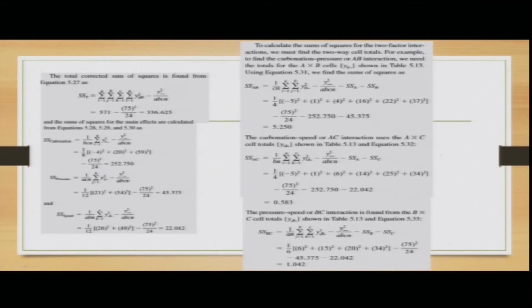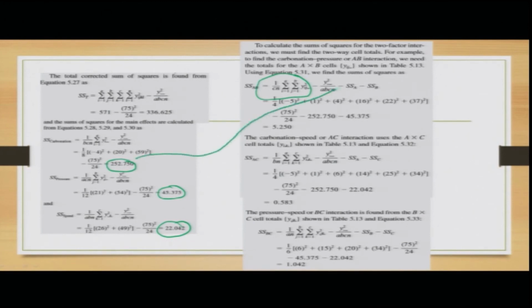The sum of squares of carbonation is 252. I am just reading without the decimals. The sum of squares of pressure is 45, and the sum of squares of speed is 222. These are the main effects. Now I want to find the combined effects. For A and B, it is the sum of y_ij.. squared divided by n, minus y.... squared divided by abcn, minus SSA and minus SSB. SSA and SSB come from here.